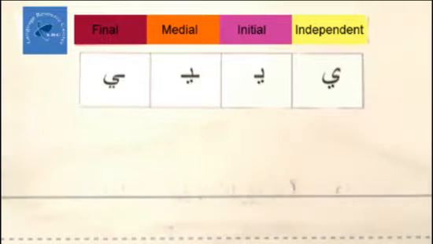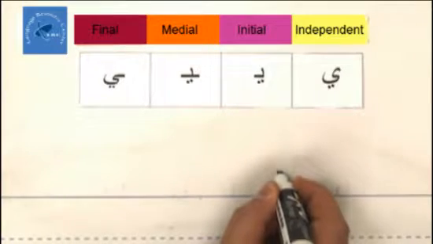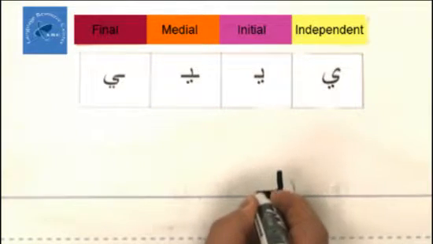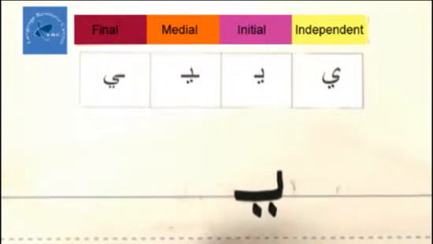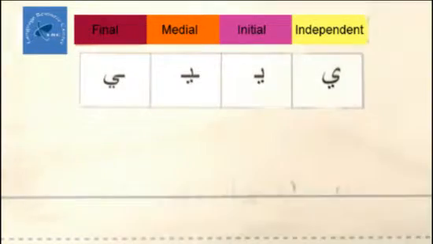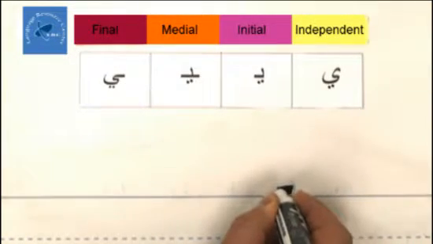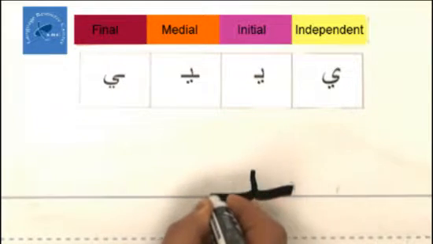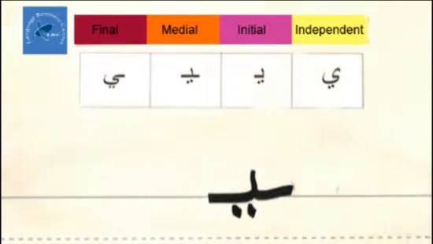Let's move on to E in its initial position. It's like ba and ta in their initial positions, except that ya has 2 dots under. So we do a tooth and a tail to the right and 2 dots under. How about E in its medial position? It also resembles ba, ta, and fa in their medial positions, except that E has 2 dots under. So we do a tail, a tooth, a tail, and 2 dots under.